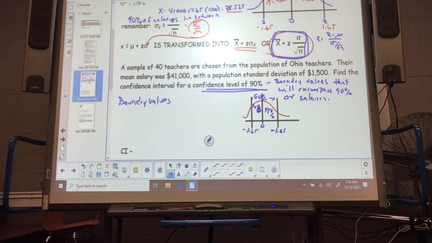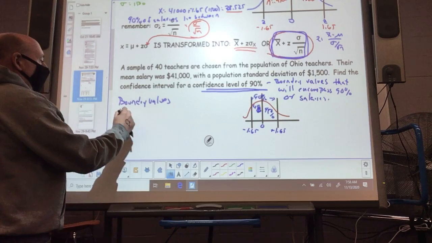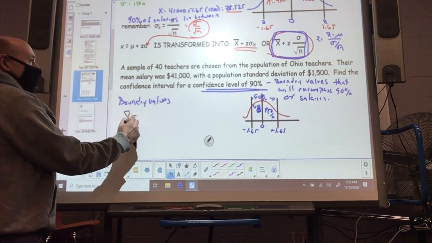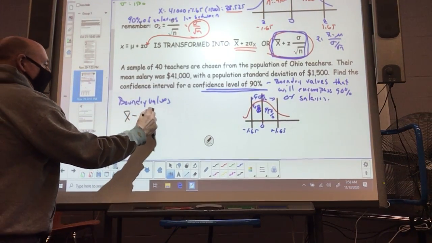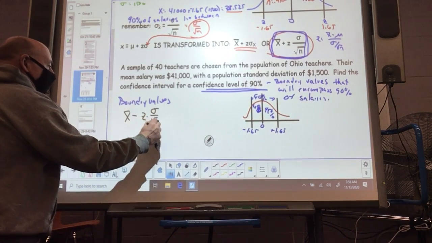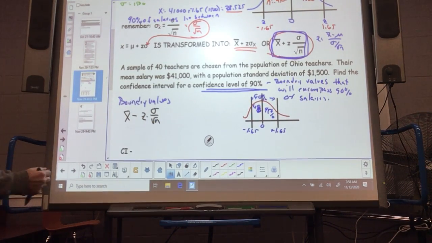Our boundary values can be calculated by x bar minus our z-score times our standard deviation divided by the square root of n. I'm sorry, that should be a plus. So how we calculate these two boundary values just changes a little bit. Rather than just multiplying our z-value times our standard deviation, we now have our z value times the standard deviation divided by square root of n.